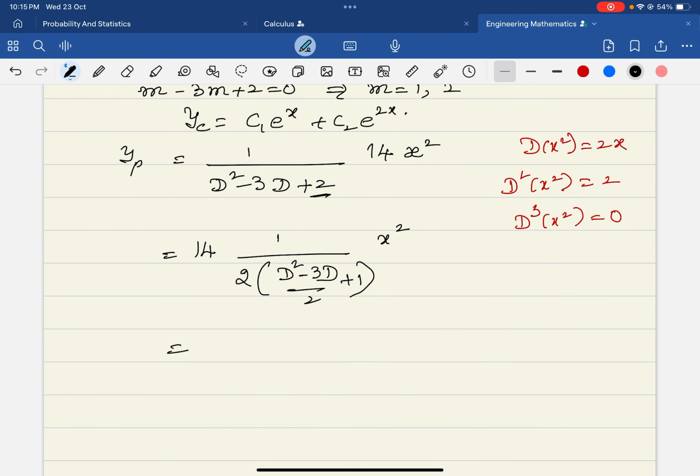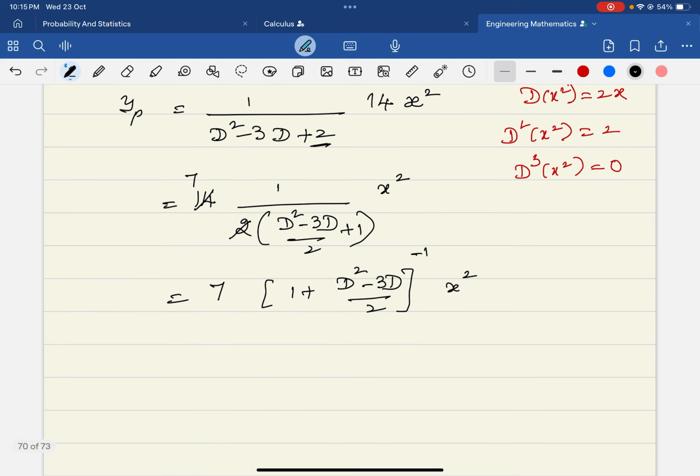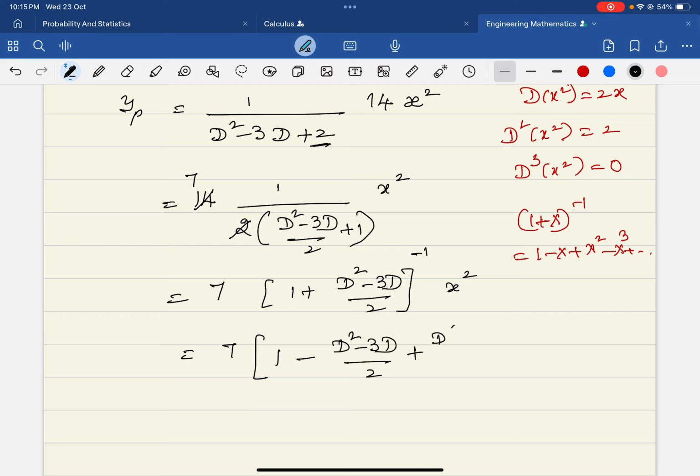Right? So now 14 over 2, that means this 2 gets cancelled with the 14, giving 7 times. I can write this as 7 times of (1 plus (D square minus 3D) by 2) power minus 1 of x square. Now let us expand this. As I explained, 1 plus x power minus 1 can be expanded as 1 minus x plus x square minus x cube and so on. So now we are going to expand this as 1 minus of (D square minus 3D) by 2 plus ((D square minus 3D) by 2) the whole square, up to that, we can write of x square.